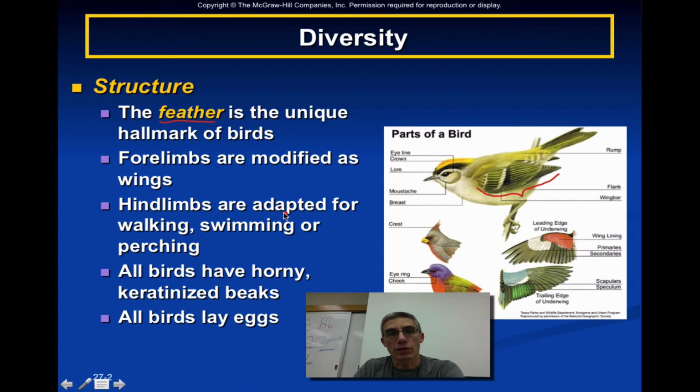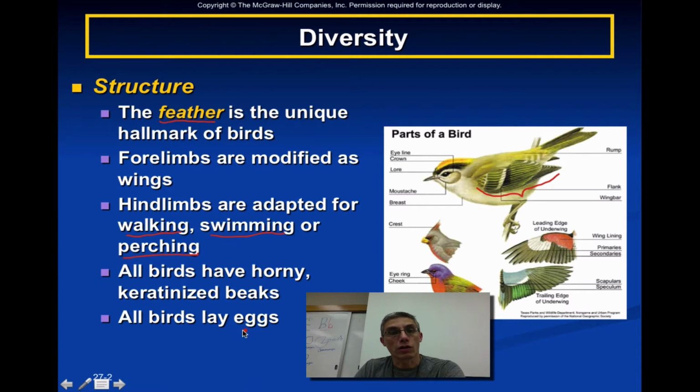Now, the hind limbs are going to be adapted for either walking, swimming, or perching on branches. Now, all birds are going to have a horny, keratinized beak, so that material that makes up the beak of these animals is the same material that you would find in the claws of other animals. For example, maybe even the beaks of the turtles that we had looked at in the previous chapter. You could think about the scutes or the scales that make up the reptiles that we had looked at in chapter 26. All of them have that common component of keratin that makes up those structures.